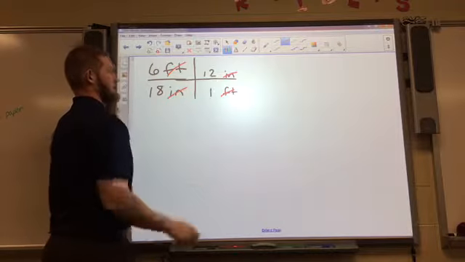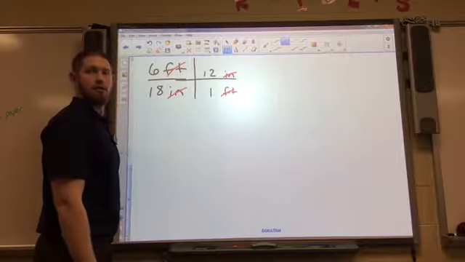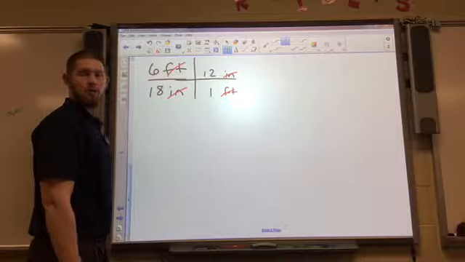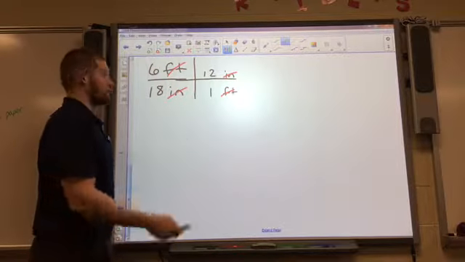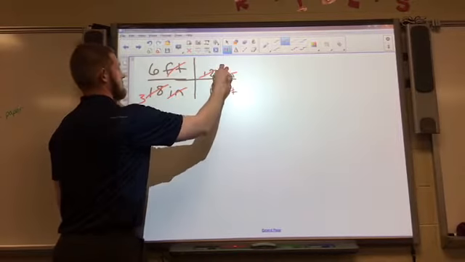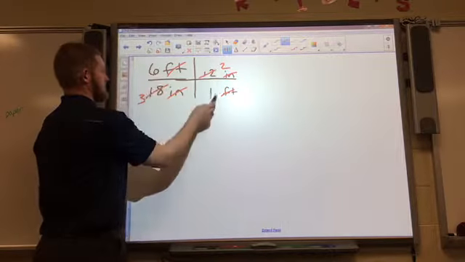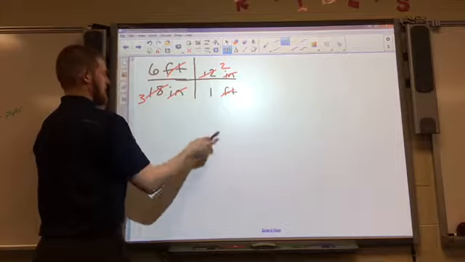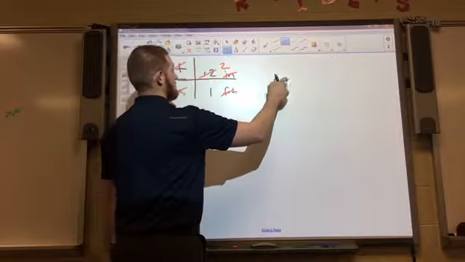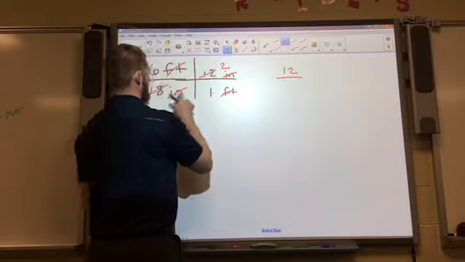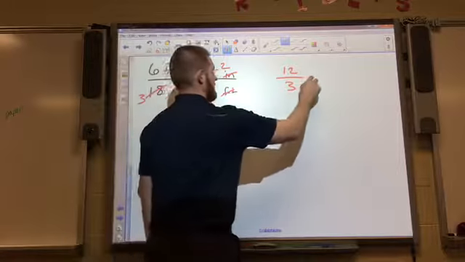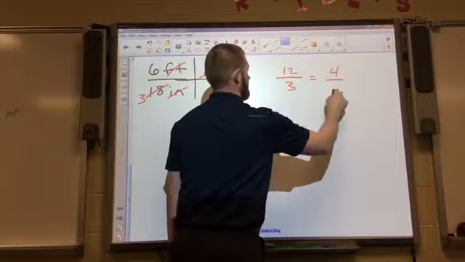Okay. 18 and 12 reduced to what? What can I take out of both of those? Okay, I can take a 3, anything bigger? 6. So 18 changes to 3, 12 changes to 2. Okay, can I reduce 6 and 1? No, so what I would say here, go ahead and multiply now. 6 and 2 is 12 over 3. Can I still reduce a little bit? Yeah, I get 4 to 1.